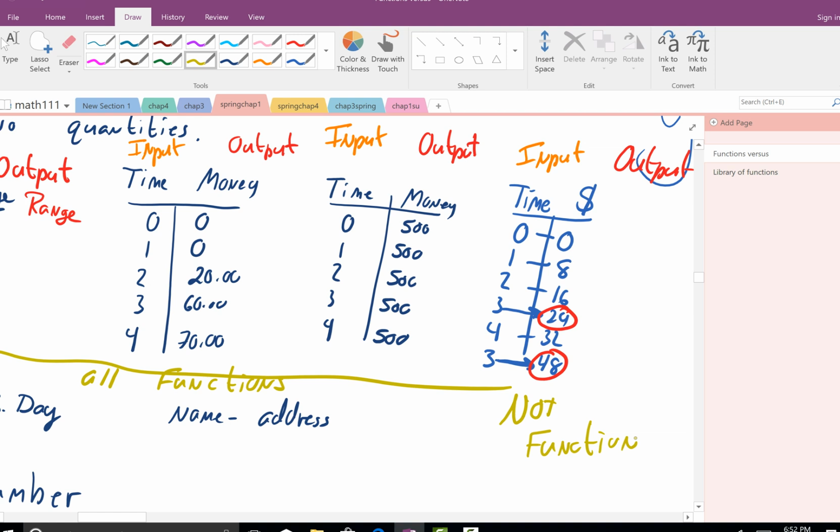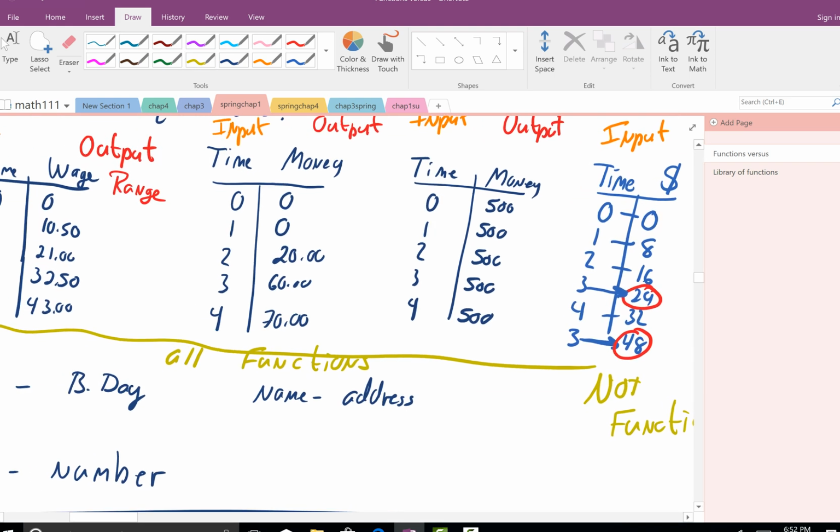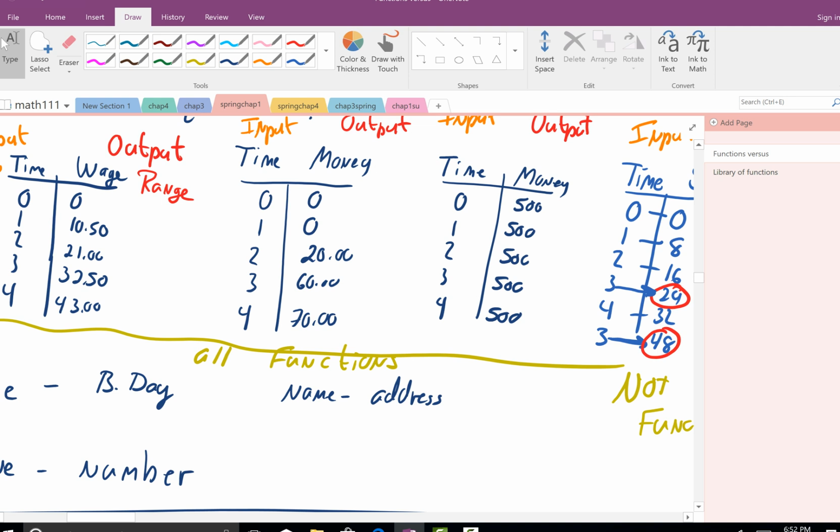That's based upon the fact that inside that input, that domain, there's 1 number and it's going to 2 different things. You can't pay somebody 2 different things. You either pay them one or you pay them the other. You can't pay them 2. So that one's not. All the rest of these are, though. Even the last one is 500. It's okay, they can all be the same.